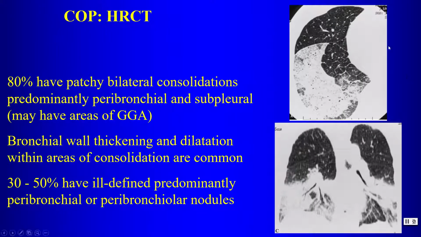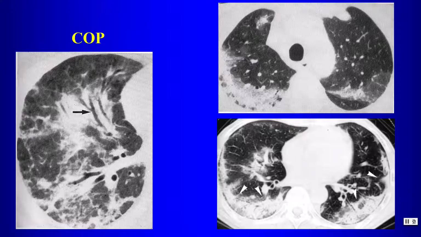And on CT, we may see these peripheral consolidations, and you may suggest then that the case might be a case of cryptogenic organizing pneumonia, and then the patient will be treated with steroids, and the patient gets better, and that's how you know that you have the correct diagnosis, especially if you have not done a lung biopsy.